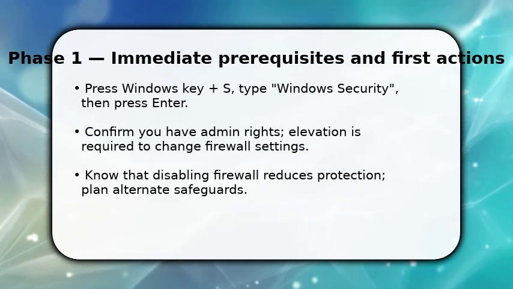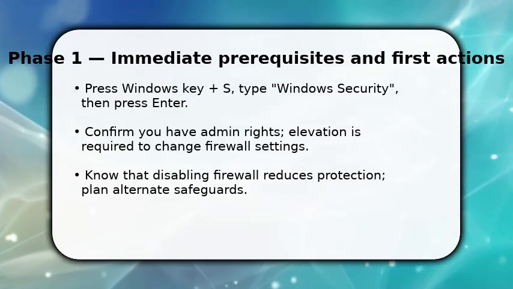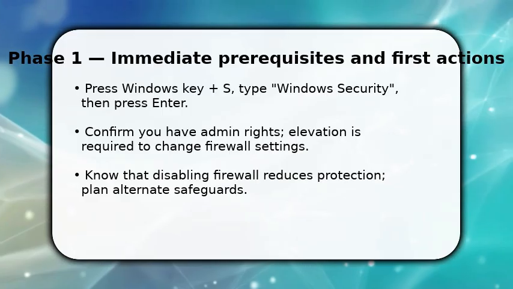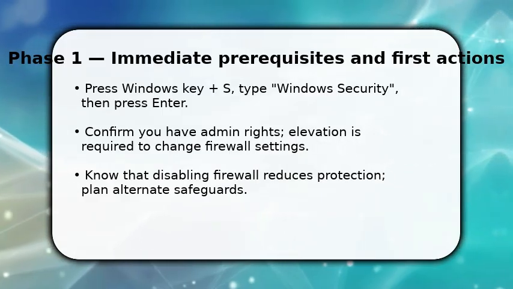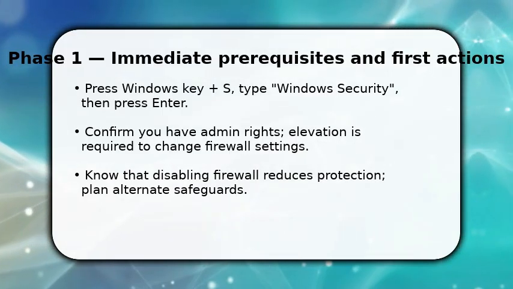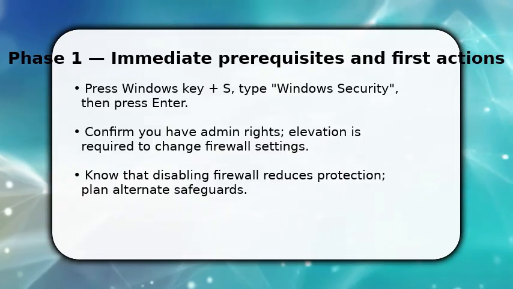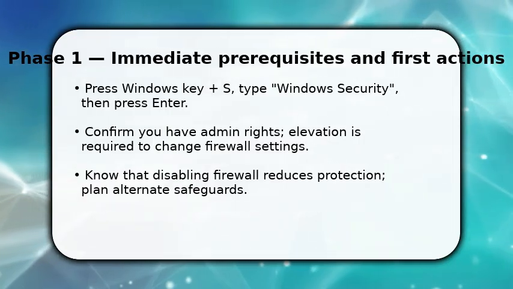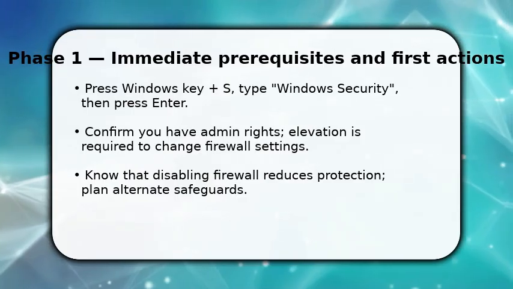Enjoy the video. You start by opening Windows Security so you can disable the firewall precisely and safely. Press Windows key plus S, type Windows Security, and open it. If prompted, approve Admin Elevation. Once the app is open, select Firewall and Network Protection.